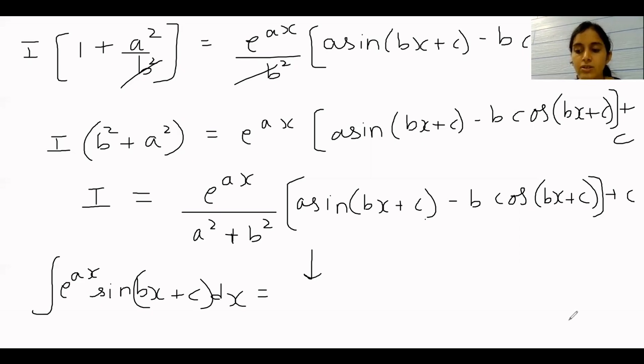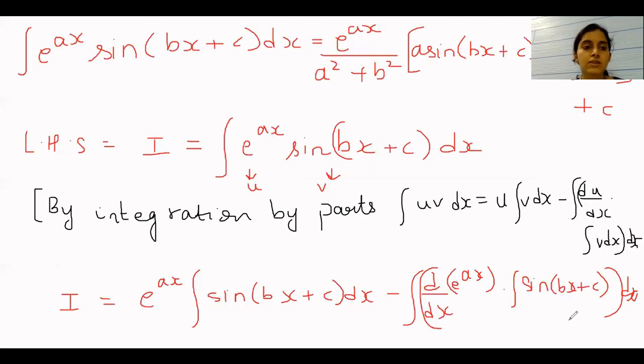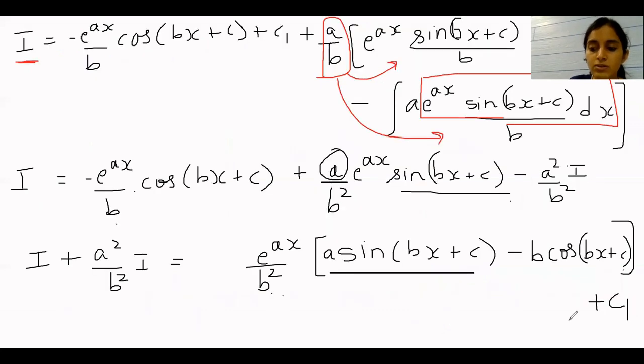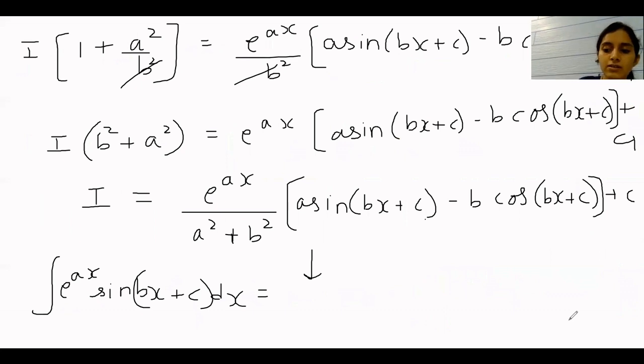Let us check the RHS once. So what was the RHS? Integration e raised to ax sine of bx plus c dx is equal to e raised to ax upon a square plus b square, bracket a sine bx plus c minus b cos bx plus c, plus c, that is your constant. So here we'll put c as c1, the reason being we already have c in the brackets over here, so we cannot use the same alphabet. So in the final answer also it will be c1: e raised to ax upon a square plus b square, a sine bx plus c minus b cos bx plus c.